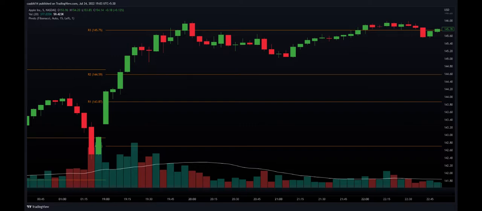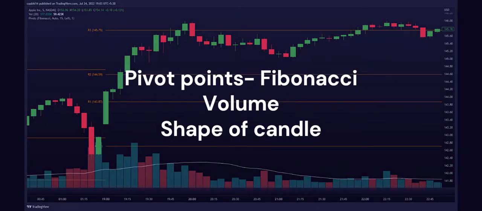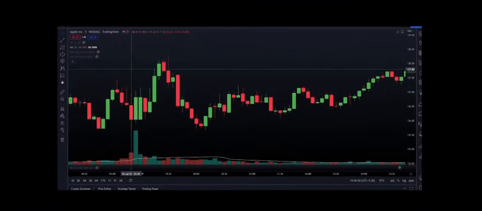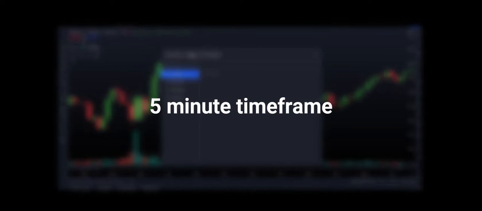Here, we use three components. 1. Pivot points, Fibonacci. 2. Volume. 3. Shape of candle. Here is how to enable the pivot points from the Indicators tab on the TradingView. We will use 5 minutes time frame for the strategy.